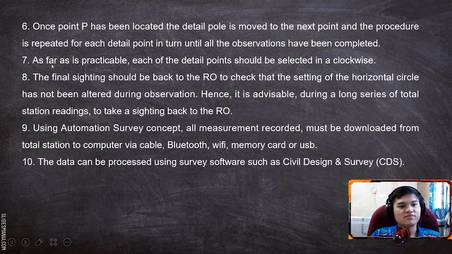As far as is practicable, each of the detail points should be selected in a clockwise direction. The final setting should be back to the RO to check that the setting of the horizontal circle has not been altered during observation. Hence, it is advisable during a long series of total station readings to take a sighting back to the RO.